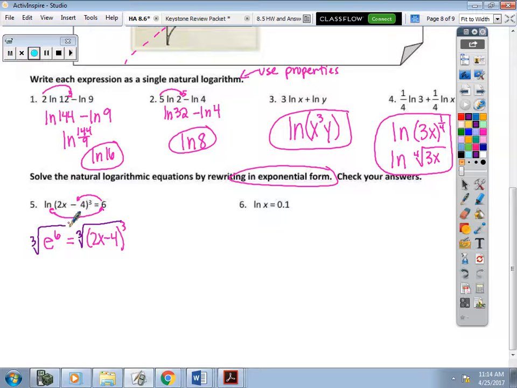Remember your properties of exponents. If you're taking the root of something being raised to a power, we just divide those. So this would just be e squared. And then the cube and the cube root undo one another. Now, e to the second power, when you type that in your calculator, is going to get you a big long number. So I wouldn't type that in now, I'd wait till the end. So just leave it there and use your inverse operation. So I would add 4. Then I would divide by 2.